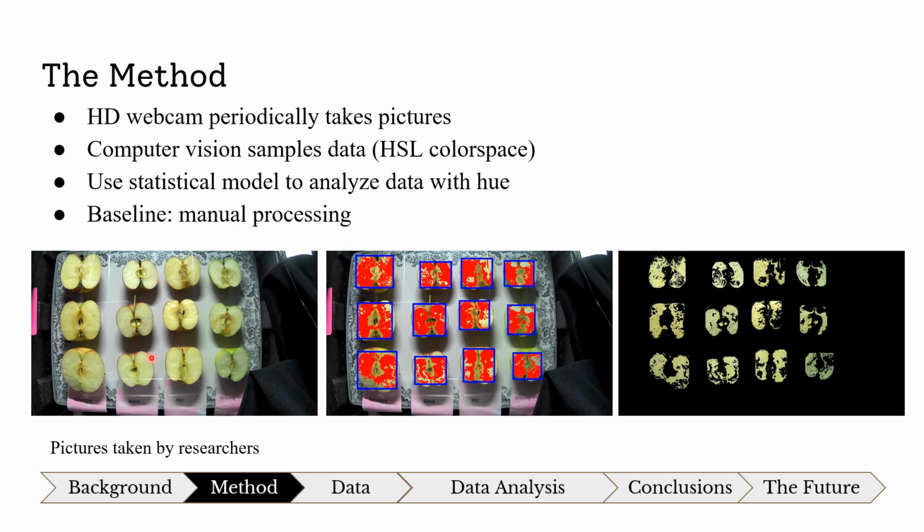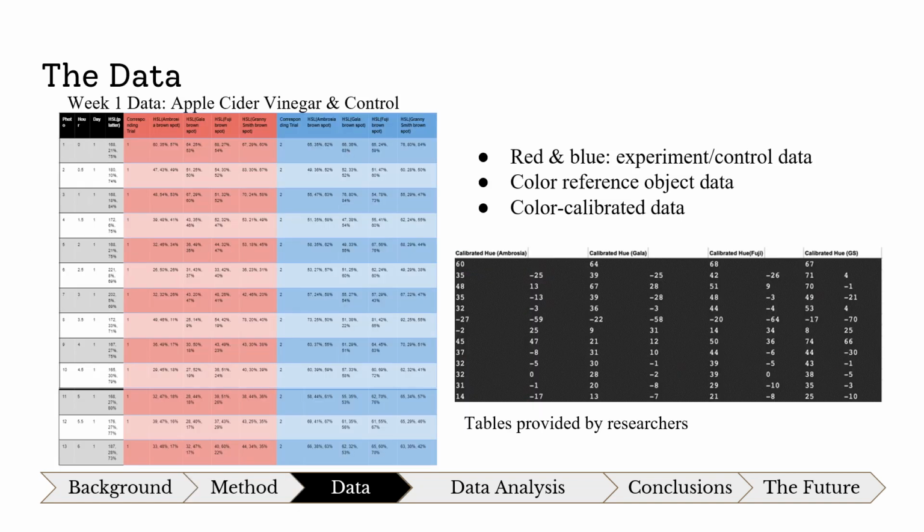First, the original image. The program will then identify sampling positions. Then it will mask out reflections and keep apple flesh, capturing hues and analyzing differences over time. The raw data includes the hue, saturation, and lightness values for both the apples and the white color reference objects, as well as the timestamps.